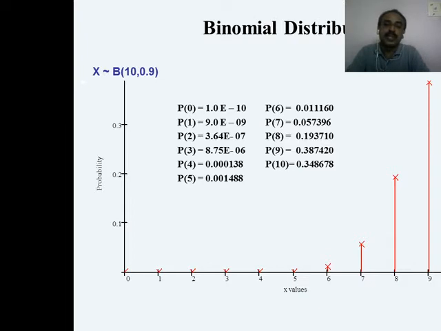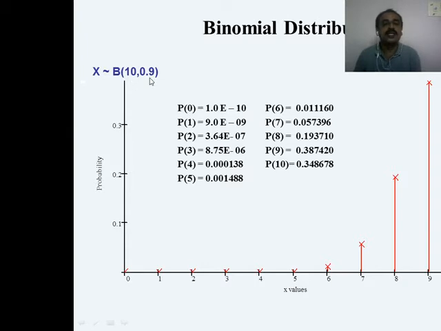Apart from this q equals p equals 0.5, the frequency curve will also become symmetric when the number of trials n becomes large. Now we can verify this concept with the help of frequency curves drawn for different values of n and p. In the first slide, we take n, the number of trials, as 10 and the probability of success p as 0.9. That is, x follows binomial 10, 0.9.